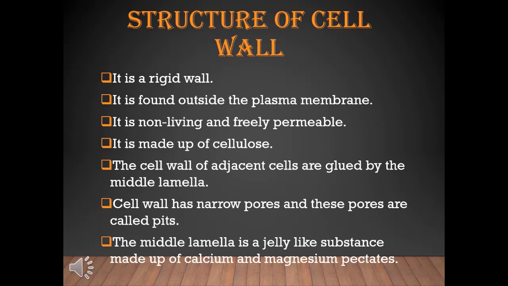Structure of cell wall. It is a rigid wall. It is found outside the plasma membrane. It is non-living and freely permeable. It is made up of cellulose. The cell walls of adjacent cells are glued by the middle lamella. Cell wall has narrow pores, and these pores are called pits. The middle lamella is a jelly-like substance made up of calcium and magnesium pectates.